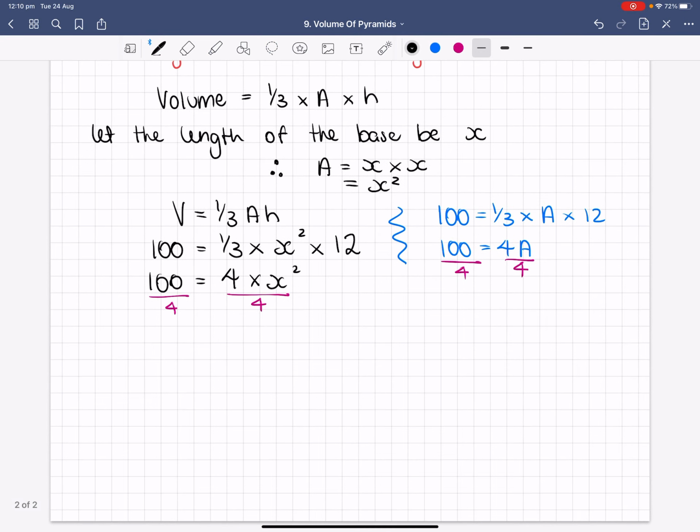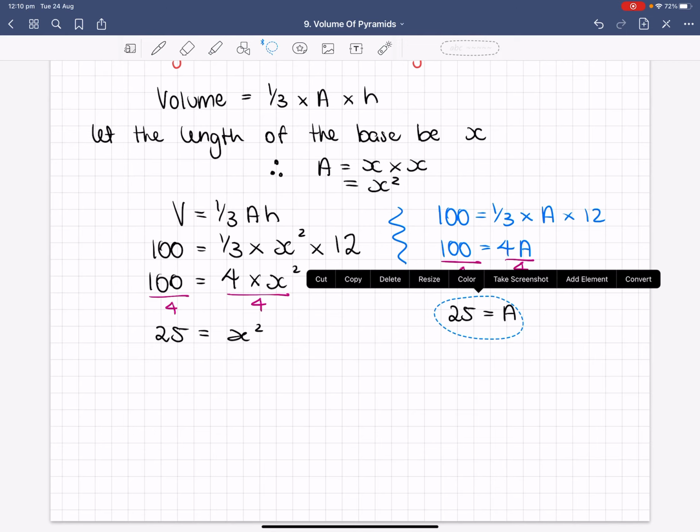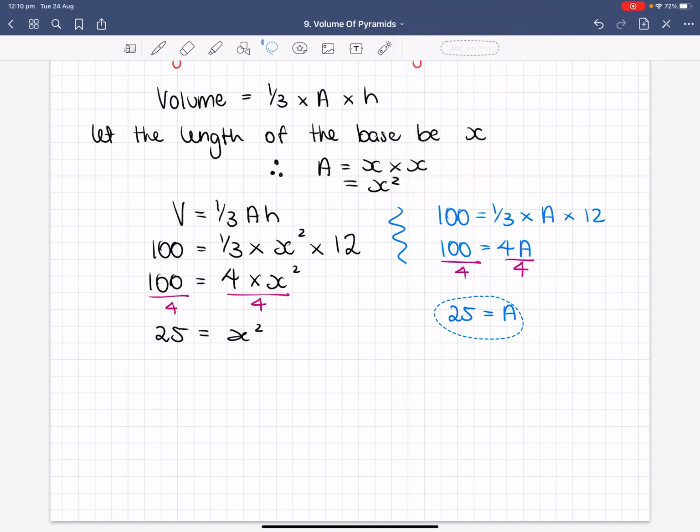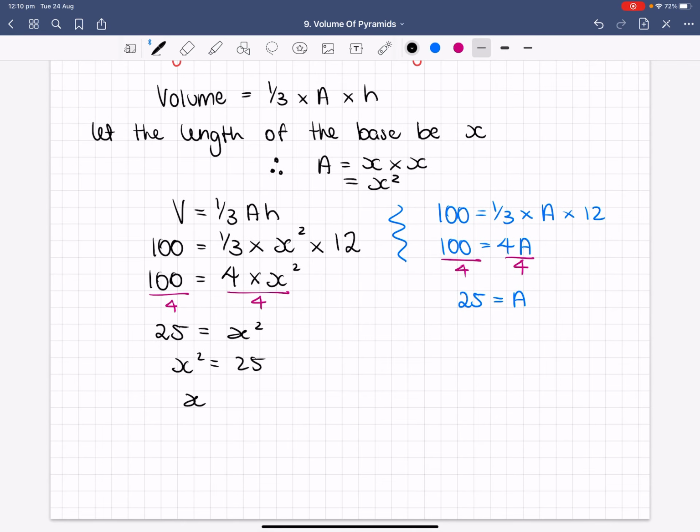100 divided by 4 is 25. Okay. So now, because we defined the length to be x, this is x squared. What we want, I'll just rearrange it, is x. So the same thing, we go through and we take the square root. And we just get 5 centimeters.